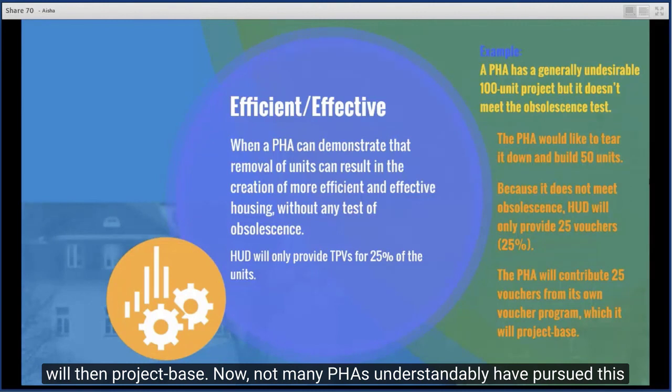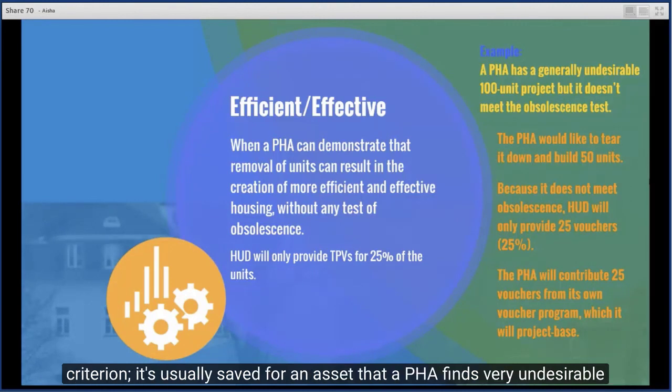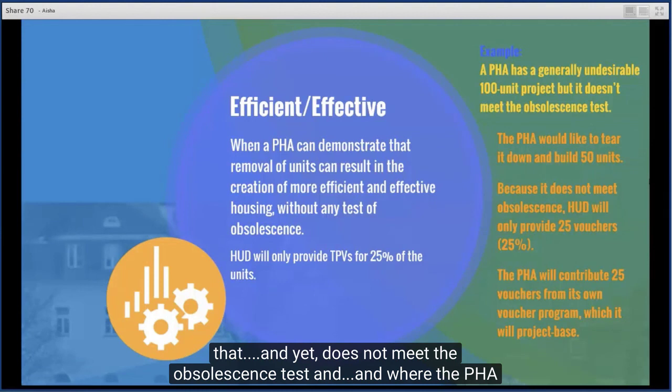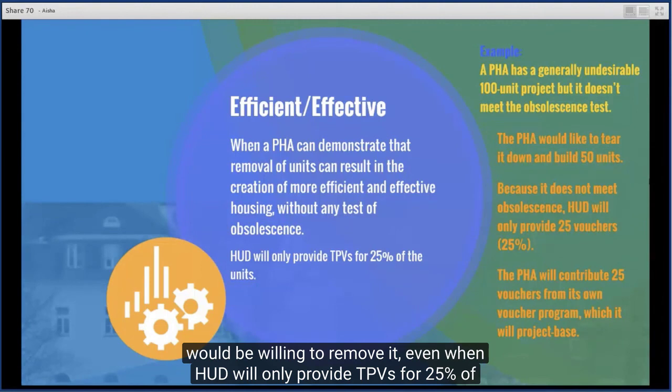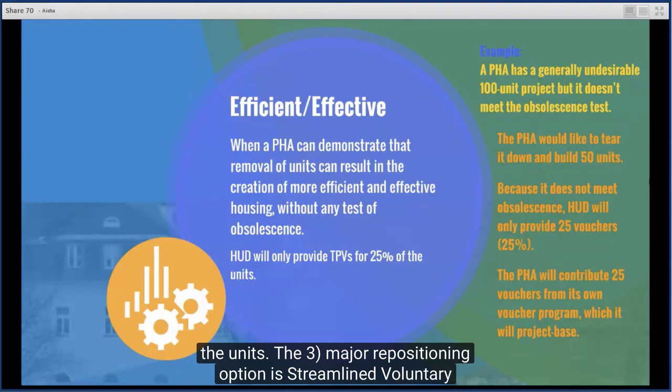Now, not many PHAs, understandably, have pursued this criterion. It's usually saved for an asset that a PHA finds very undesirable, and yet does not meet the obsolescence test, and where the PHA would be willing to remove it, even when HUD will only provide TPVs for 25% of the units.